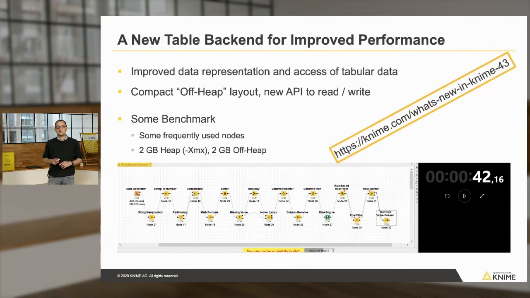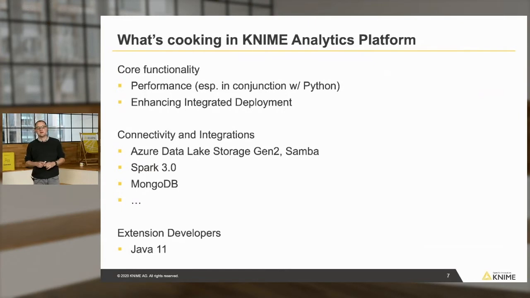Looking forward and looking into what's going to come also in the next feature releases in KNIME, our focus areas is continuing to enhance the performance, especially in conjunction with Python scripting. Also looking at integrating deployment and polishing and enhancing this piece, so enabling users to get their workflows from design into production. Obviously, there will be tons of new nodes released, and we'll look also at integrations. There are some listed out here: Azure Data Lake Store, Gen 2, Samba, Spark.